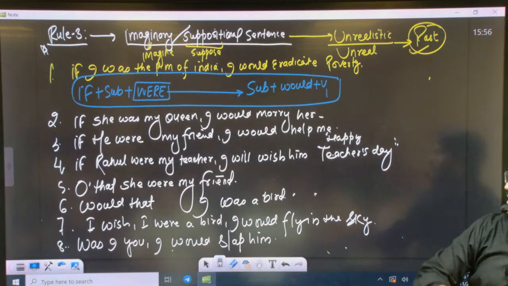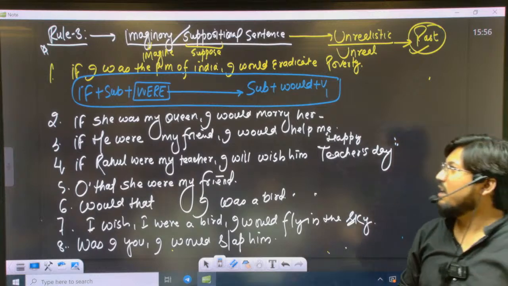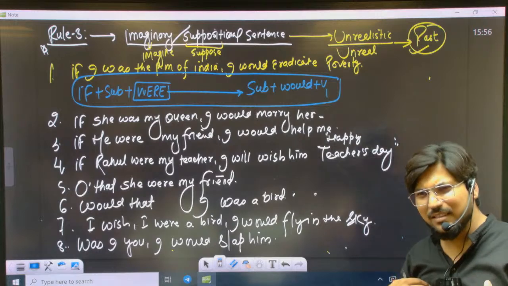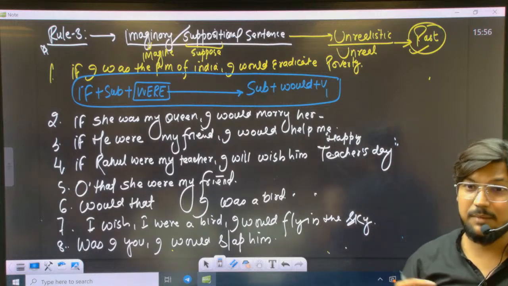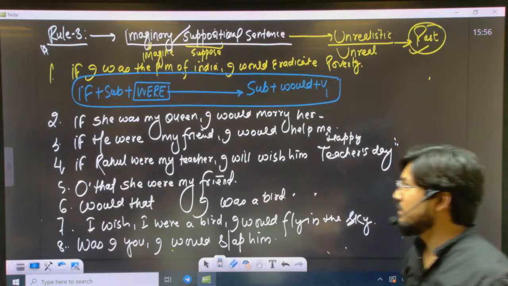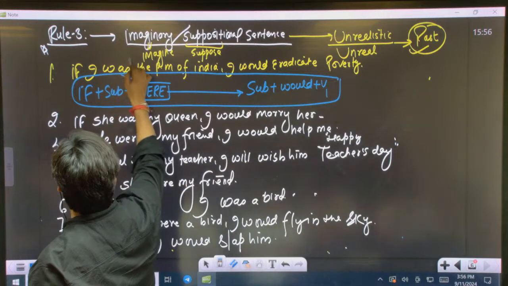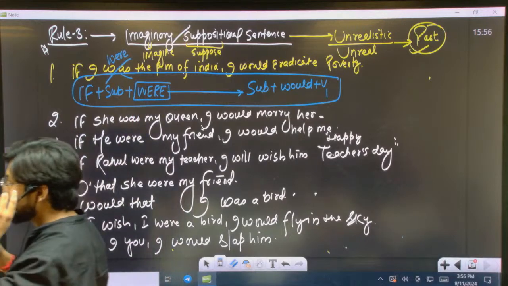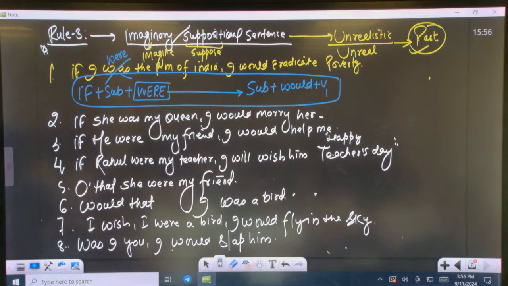Okay, question number 1. If I was the PM of India, I would eradicate poverty. Am I a PM today? I'm just supposing things. So I need to make the sentence, if I were the PM of India. If you will not use were over there, it means you actually were the PM of India. Were you?